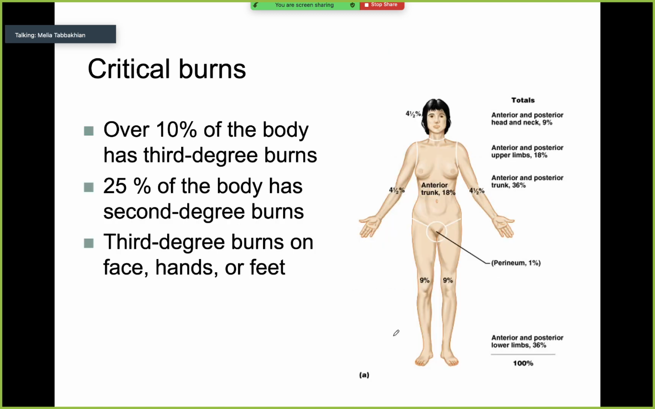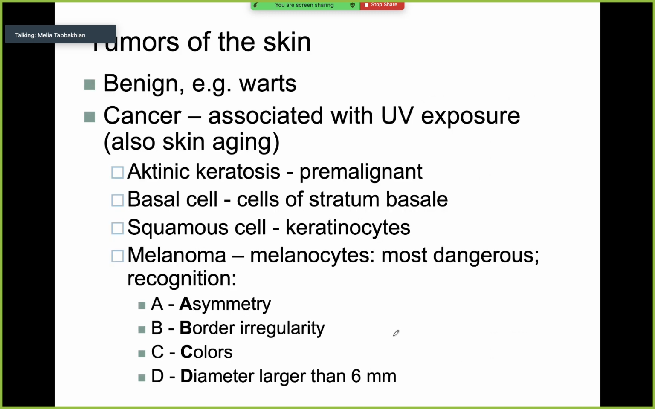You can read over this slide on your own. It just tells you what a critical burn is, because I want to get to cancer. Tumors of the skin. There are 4 major types. The 4 major cancerous tumors of the skin include actinic keratosis. This, if caught, is premalignant. You can get rid of this before it turns cancerous and spreads.